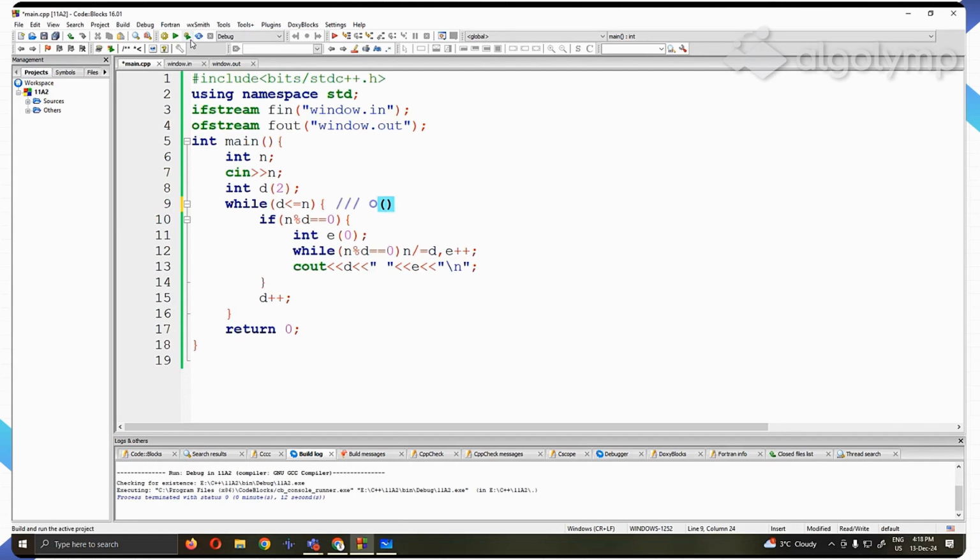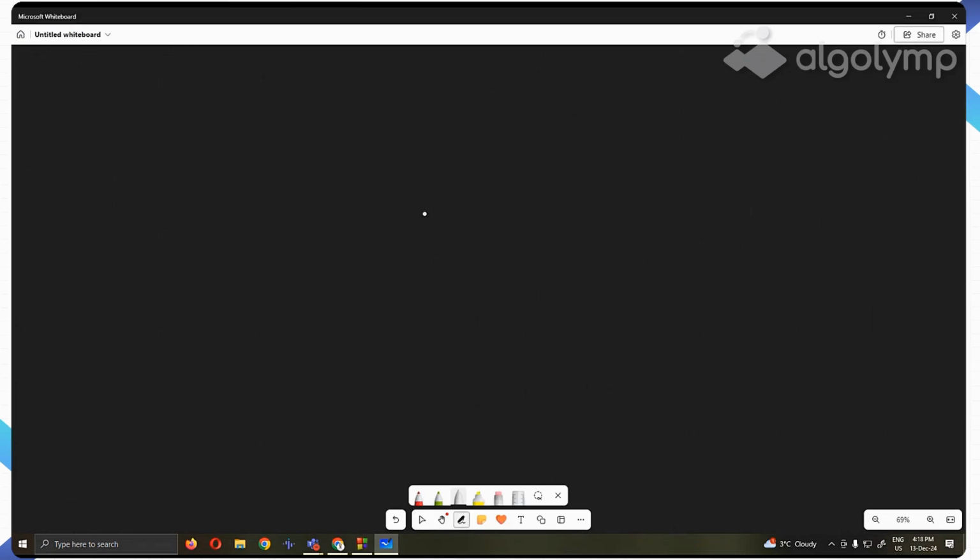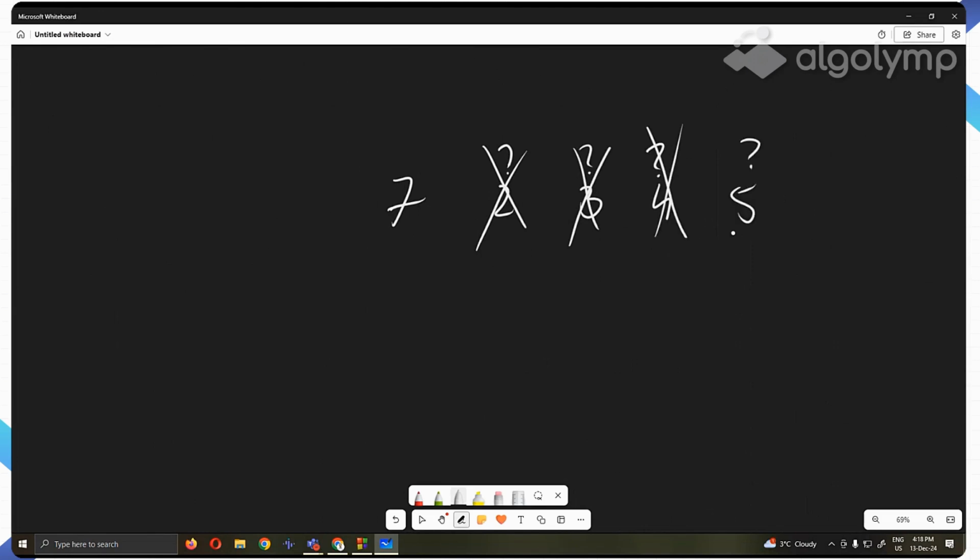For example, if I give you the number, in the worst case, how far can d go? Let's think about what happens, for example, for 7. What does my algorithm do? Is it divisible by 2? It's not. By 3? Not divisible. By 4? Not divisible. By 5? Not. By 6? Not. And I got to 7, and it is divisible.